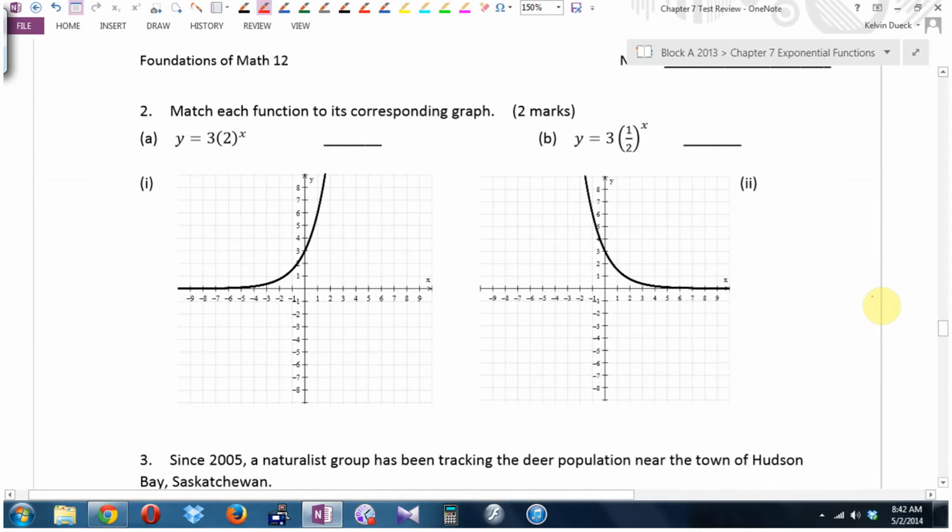Match each function to its corresponding graph. Number 2, what I'm really looking at, since I noticed that these graphs are growth and decay, this is a growth function. This has got to be graph A. This is graph 1. This has got to be graph 2. Why? It's all about the base. Also, I noticed they both have the same y-intercept. They'll both have a y-intercept of 3, so that didn't help me at all.